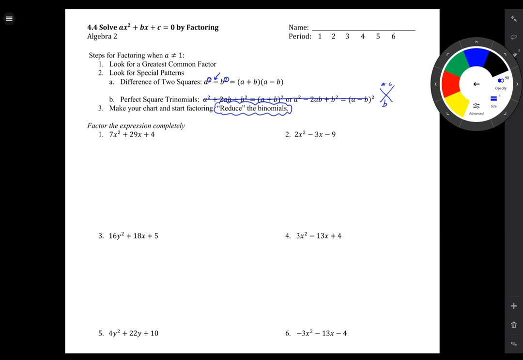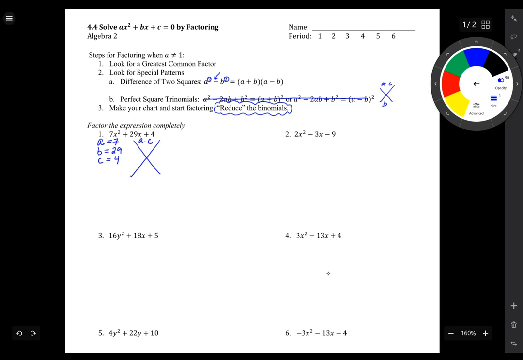We are going to look at number 1. Step 1: is there a greatest common factor? Well, 7, 29, and 4 are not divisible by any number other than 1, and that doesn't count. So we don't have to worry about step 1. Step 2, there is no difference of 2 squares. So at this point, let's make our chart. To make our chart, we have to identify A, which is 7, B, which is 29, and C, which is 4. Make your chart.